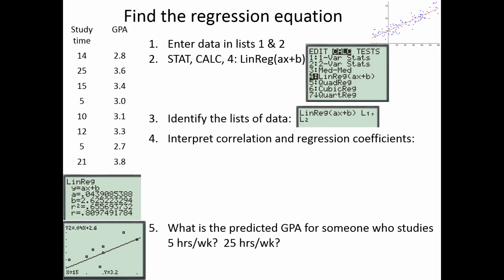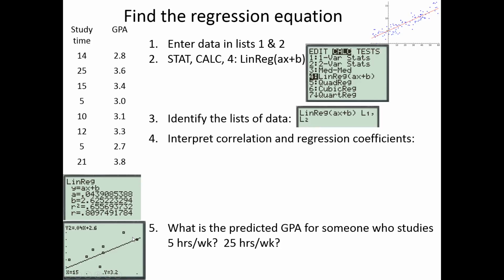This is the correlation coefficient. Well, we could start with that first. What's the correlation coefficient? In this case, it's about 0.81, and so that would indicate a strong, positive, linear association between these two variables.